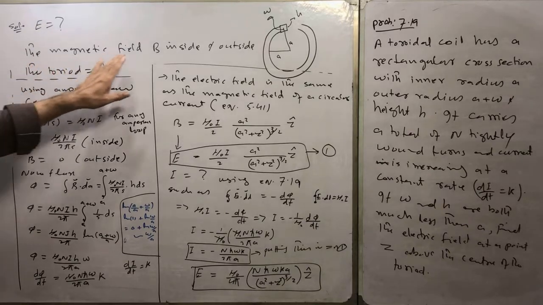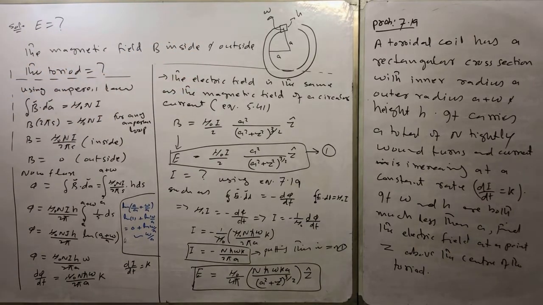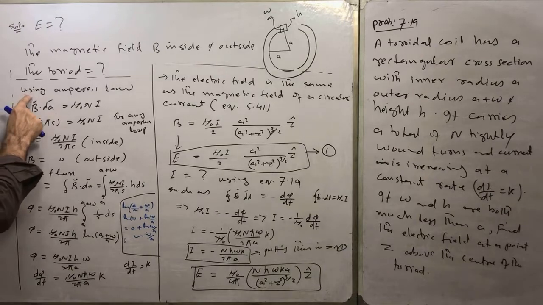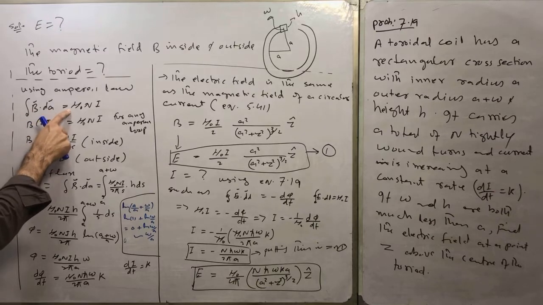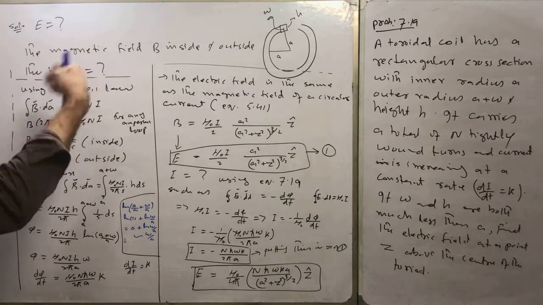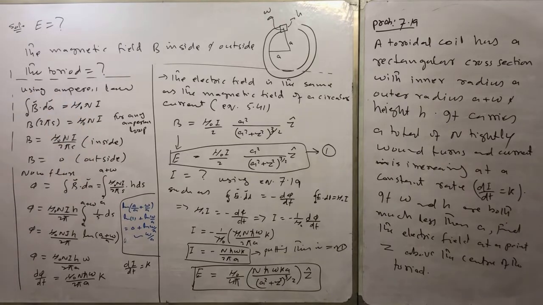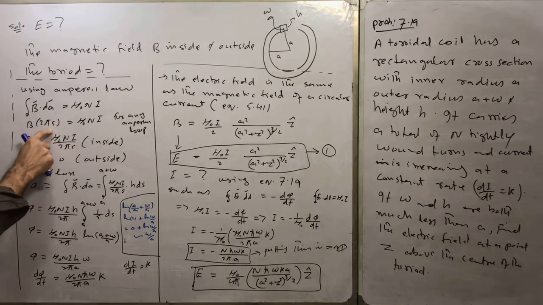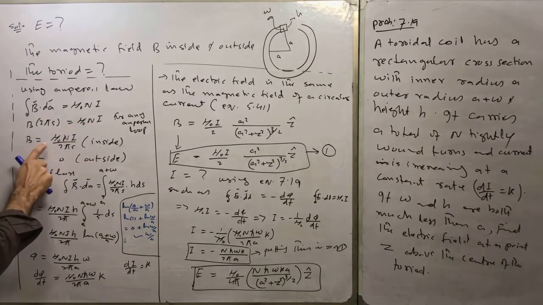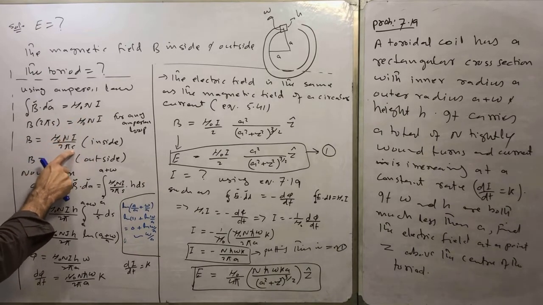First, the magnetic field B inside or outside the toroid. What will be the magnetic field inside and outside? Using Ampere's law, the integral of B dot dl is equal to mu naught times the enclosed current. We have N turns, so I multiply by N. For any Amperian loop of radius s, B 2 pi s is equal to mu naught N I, and B is equal to mu naught N I divided by 2 pi s.